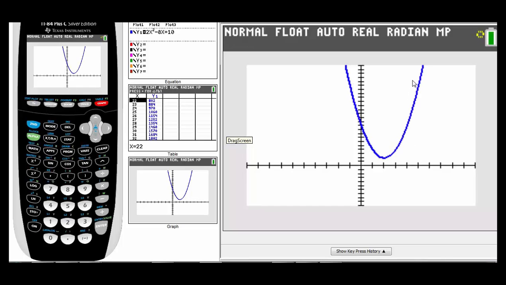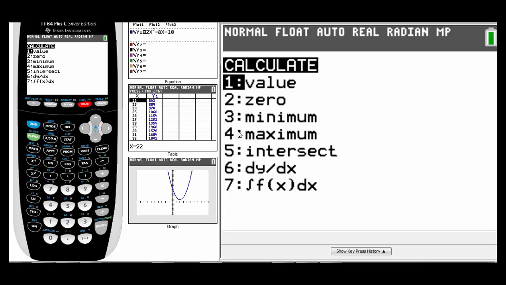Okay, so this is definitely a parabola that opens up. We know that because the value of 2 out front is positive. So parabola opening up. Now if I want to find this vertex, it kind of looks like it's about 2 on the x, maybe 1 or 2 on the y. To find out for sure, I can go to second calc, and then I choose whether that was a minimum or a maximum. Well, you can see pretty clearly that it's a minimum. So we go down and choose minimum.